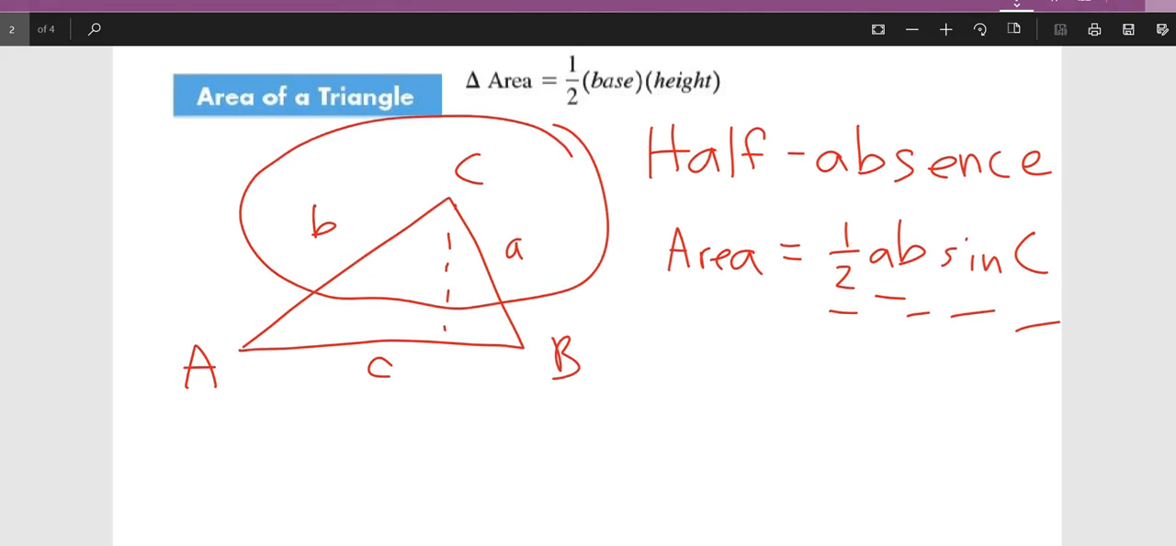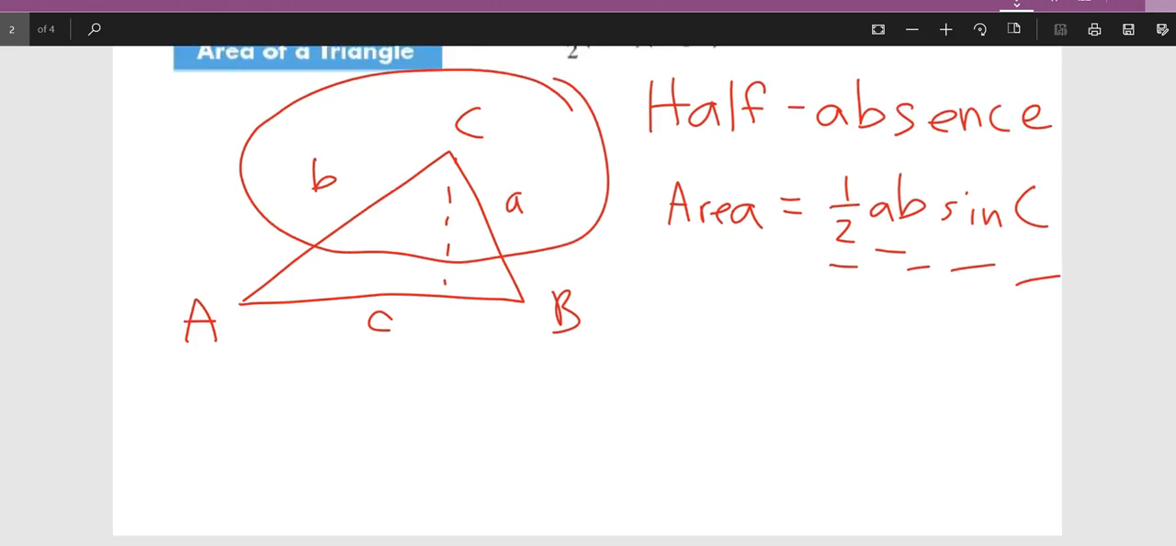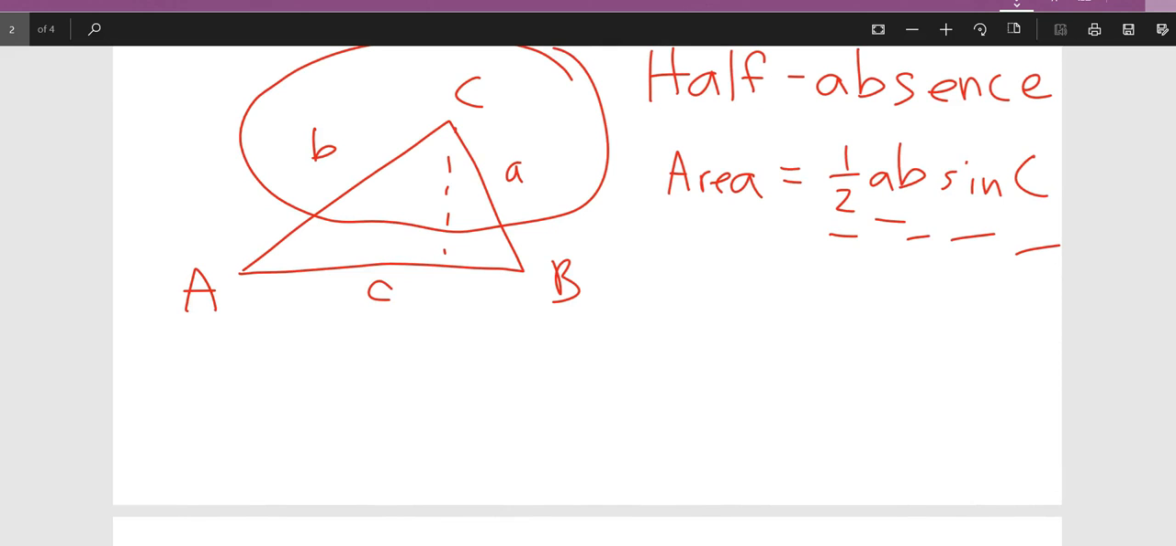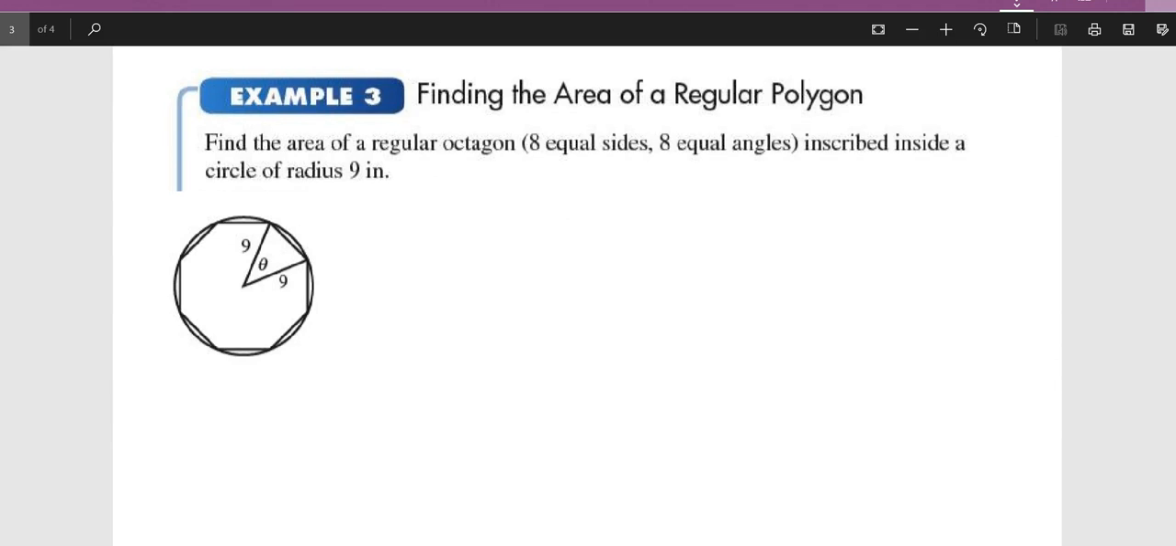So this particular half absence formula, it's not that difficult to use, folks. If you have two sides and an angle in between, you throw them in the formula and you're done. I mean, you actually have to type it on a calculator, but you know what I mean. Okay, so situations like this aren't too bad.